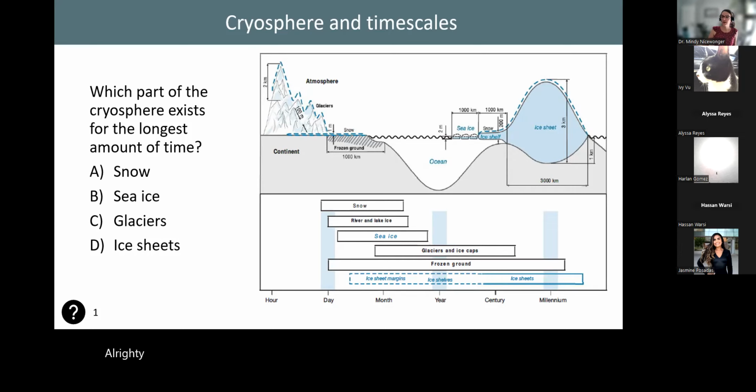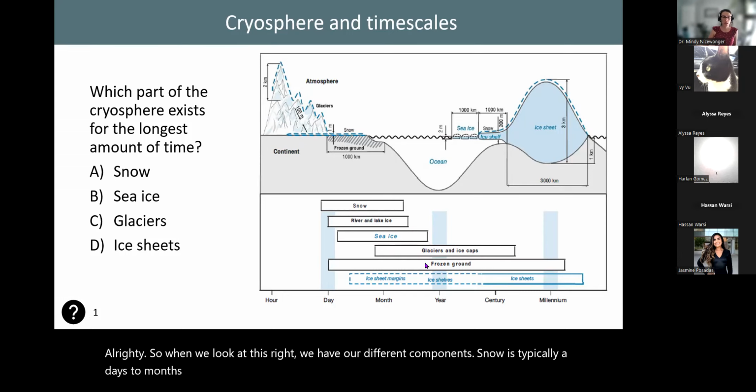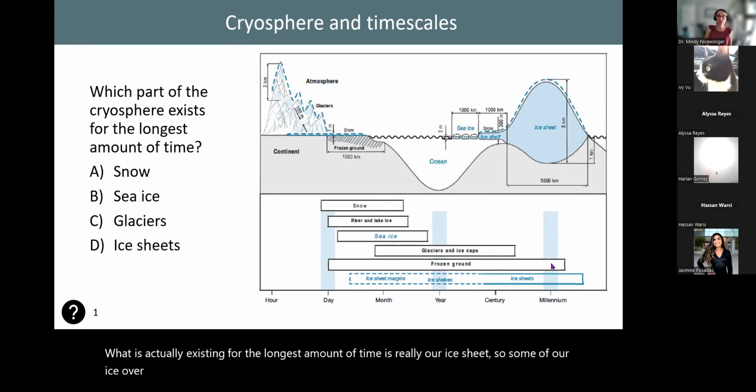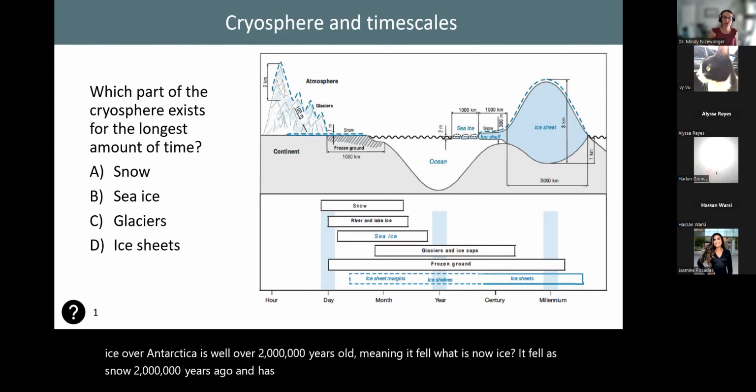Alrighty. When we look at this, we have our different components. Snow is typically days to months, seasonal. So is our sea ice, several months. What actually exists for the longest amount of time is our ice sheet. Some of our ice over Antarctica is well over 2 million years old, meaning what is now ice fell as snow 2 million years ago and has been preserved because it's so cold.